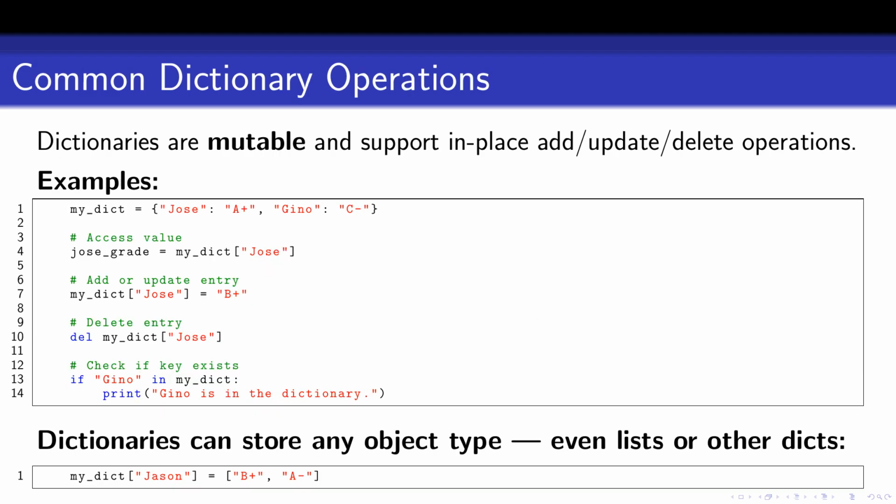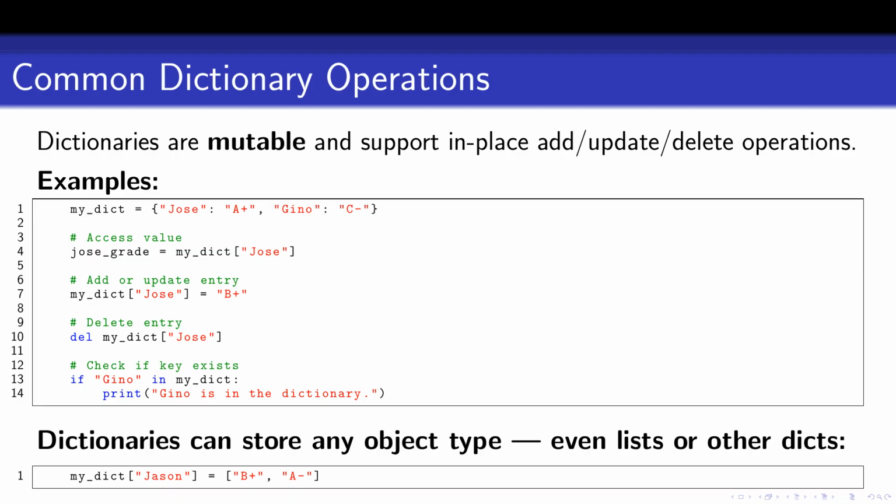Dictionaries are mutable, meaning you can update, add, or delete entries at any time. You can access values using square brackets with a key, just like you'd access a list item by index. Assigning a new value to a key updates it, and using del removes the key entirely. You can also check if a key exists using the in keyword, which is useful for conditionally updating or retrieving values.